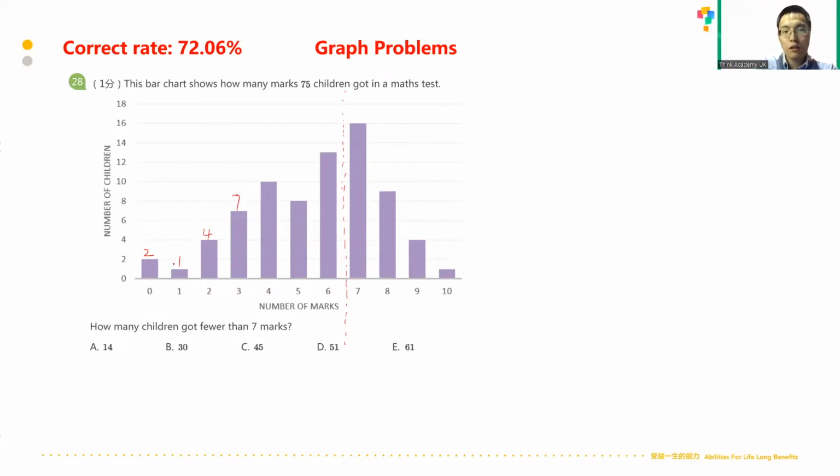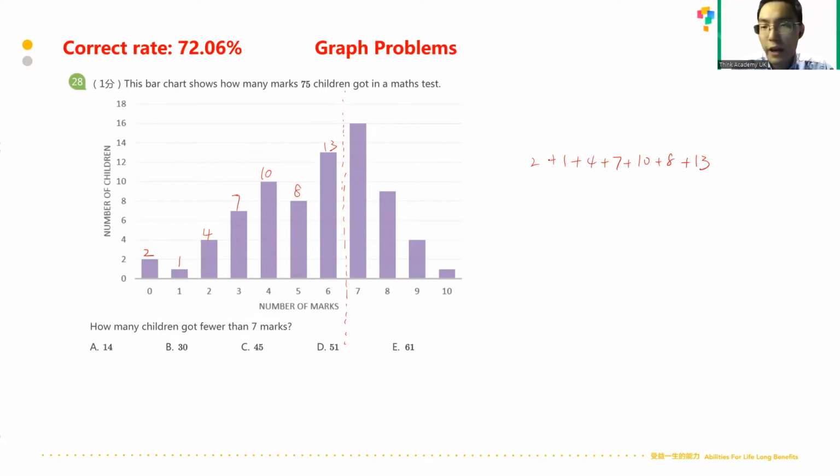What does each column represent on top of it? And then the fourth. How many children got 4 marks? 10. How many children got 5 marks? 8. How many children got 6 marks? It's halfway between 14 and 12, so it's 13. So we add them all together. We have 2 plus 1 plus 4 plus 7 plus 10 plus 8 plus 13.